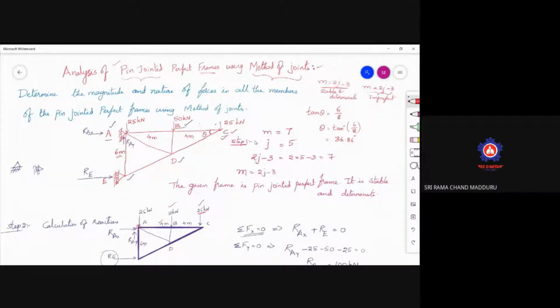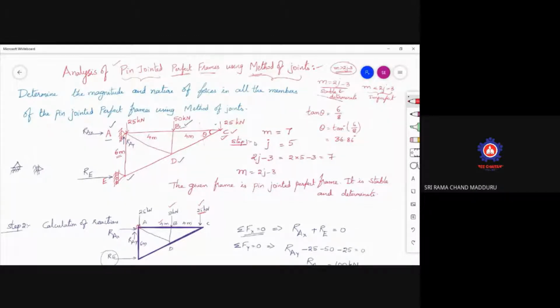Whereas when m is greater than 2j minus 3, it indicates that the structure is stable only. This frame is called a redundant frame or indeterminate one. So the method of joints deals with perfect pin-jointed frames, where they are stable and determinate. Now we started to analyze the problem in step one.